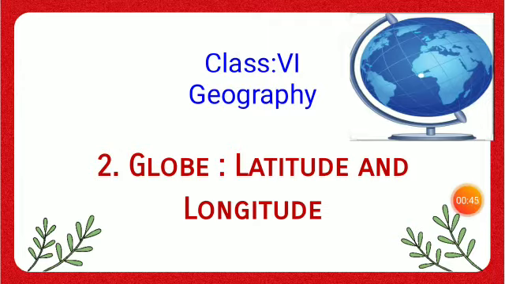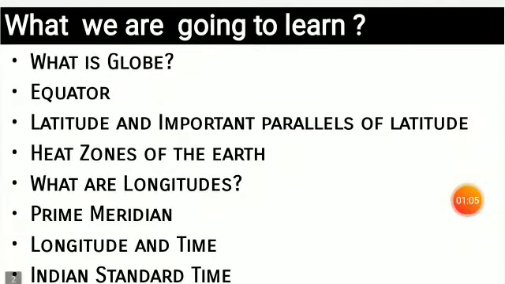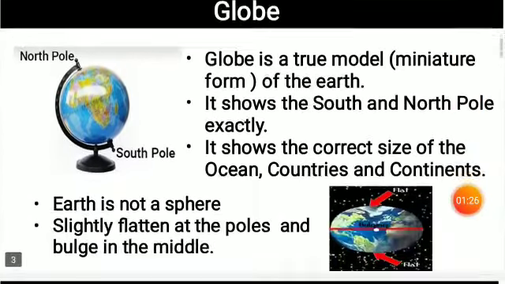To know the answers to these interesting questions, let us start the interesting geography chapter, chapter two: Globe, Latitude and Longitude. What topics are we going to cover in this chapter? The topics are: what is a globe, equator, latitude and important parallels of latitude, heat zones of the earth, next what are longitudes, prime meridian, longitude and time, and Indian Standard Time. So let's start the first topic: globe.